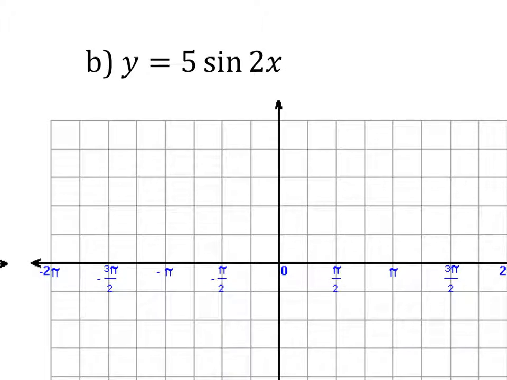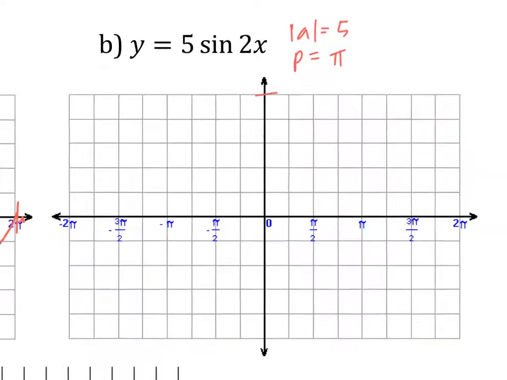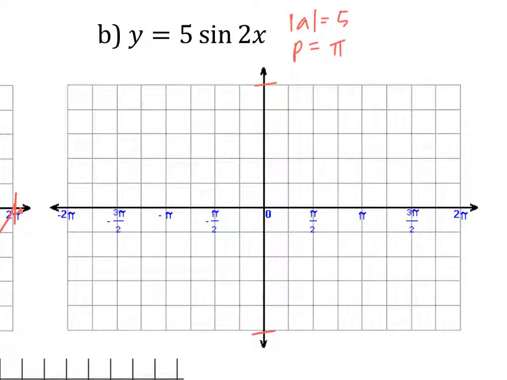5 sine 2x. So amplitude is 5, period is pi. Okay, so we're going to go all the way up to 5, down to -5. 1 period is pi, break into half again. We're going to start at 0, goes up, down, down, up. And then you can do it again. Up, down, down, up.